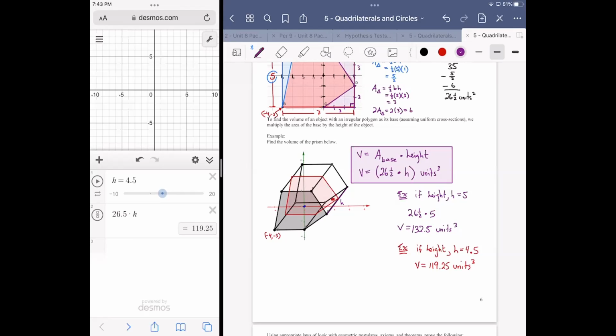So, yeah, the benefit of being able to do something like this is, think about those multiple types of questions that you could be asked, and I'm not dropping any hints, except I totally am. If I gave you an irregular shape and I said, find the volume if the height is 4.5, if the height is 5, if the height is 10, if the height is 20. This gives you a very quick way to come up with that. The base area, take that, find that number, put it in Desmos, multiplied by h.